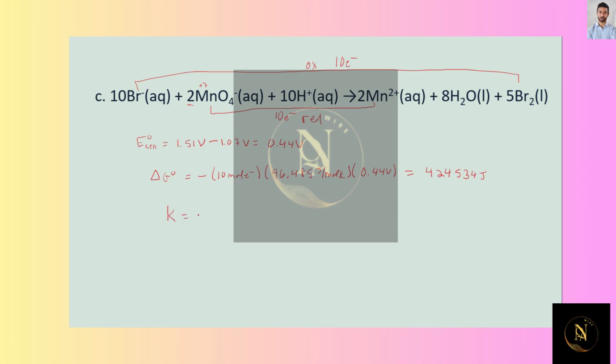So K is equal to e to the negative, oh, no, excuse me, that was a negative here. So e to the negative of negative 424,534 joules divided by 8.314 joules per mole Kelvin times the temperature of 298 Kelvin. Plug that all into the calculator, and you get K equal to 3 times 10 to the 74th. Very big K.